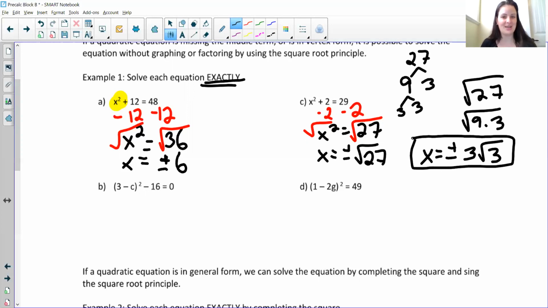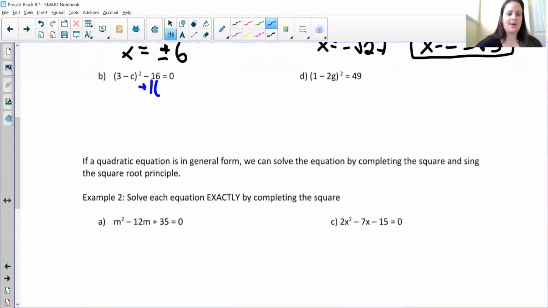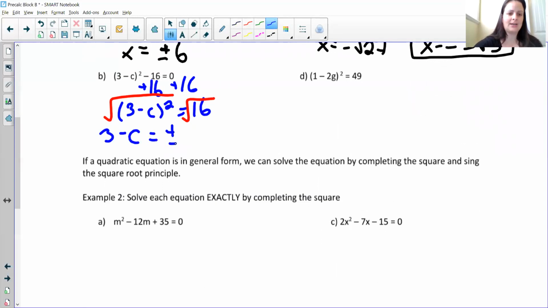If you need a little refresher, make sure you go back to that radical unit and review simplifying entire radicals into mixed radicals. Let's try the next one. So you're going to move the 16 to the other side by adding it to both sides. You're going to end up with (3 minus c) squared equals 16. You're then going to square root both sides. So here, 3 minus c equals positive or negative the square root of 16, which is 4.